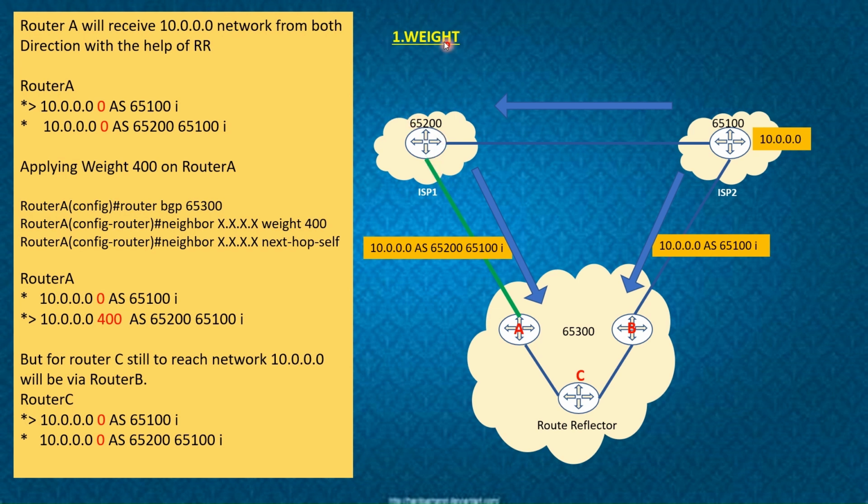To overcome this, we come to a different attribute, which is local preference. And the second drawback of weight is that it's a Cisco proprietary attribute. If you have a non-Cisco device, this attribute will not work, you will not get this option.